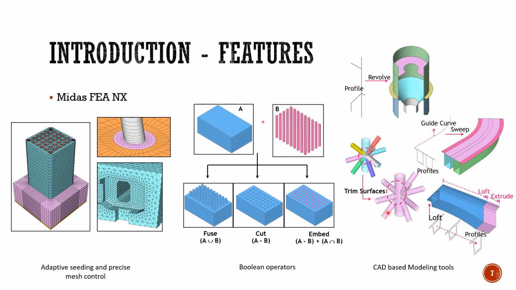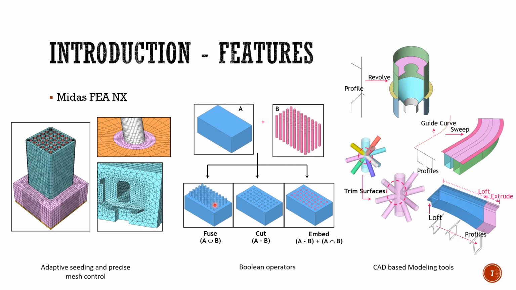Advanced meshing tool of FEA NX allows the mesh control along the different edges from fine to coarse. As you can see in this particular image, the mesh is being varied from fine at the center to the coarse as we move away from the center of the pier. Further, for a diaphragm section, the fine to coarse meshing is being done in order to get better results from the analysis. Further, we have Boolean operators in FEA NX, which helps us to combine two particular solid objects.